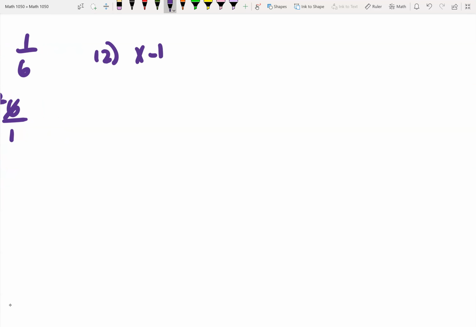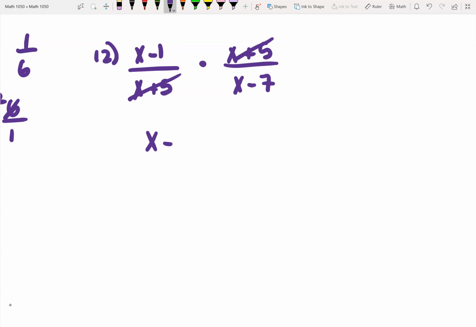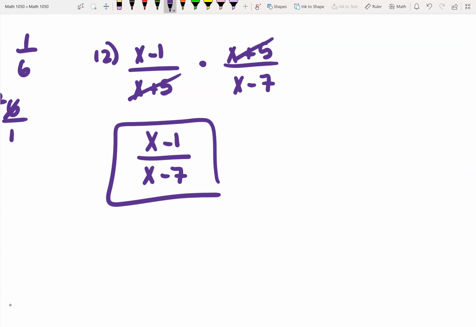I'm going to write it as x minus 1 over x plus 5 multiplied by x plus 5 over x minus 7. So just flip the second guy upside down. See this x plus 5? It's going to cancel with that one. And your answer would be an x minus 1 on the top and an x minus 7 on the bottom. Nothing cancels. Done.